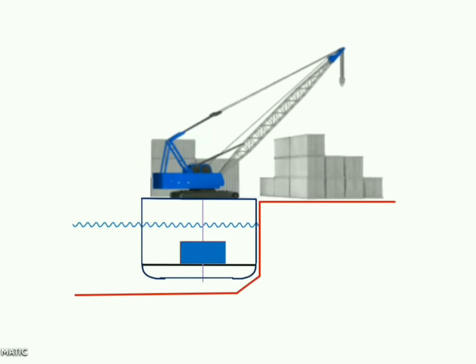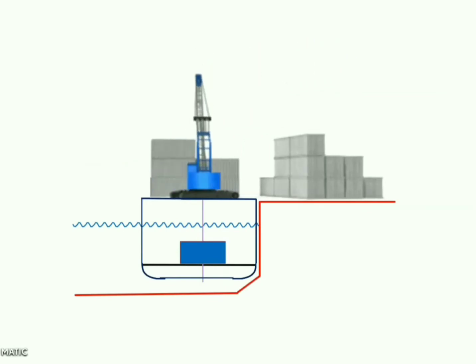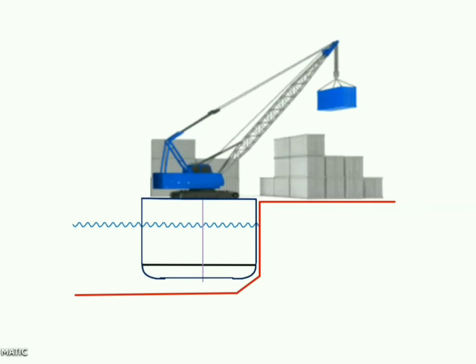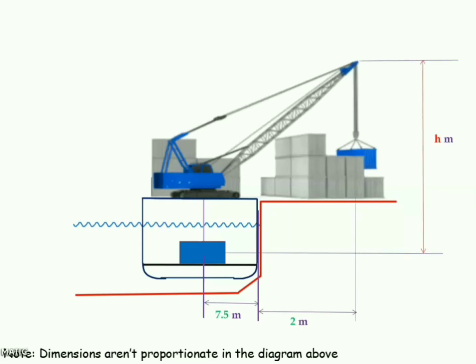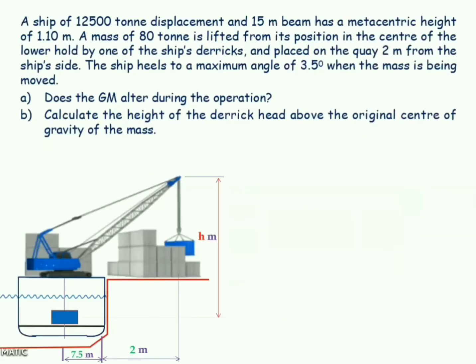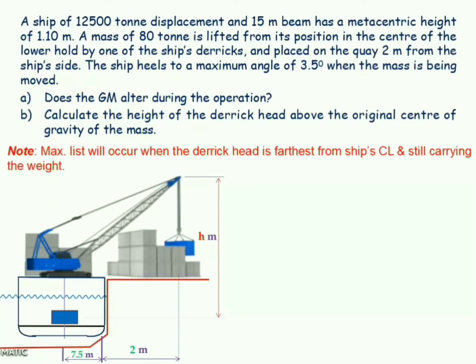Let me now show you through a diagram here. This is the onboard crane which is picking up the mass from the ship's center line, somewhere from the lower hold, and placing it on the quay. What you can well observe in this case is that the mass is being moved simultaneously along the vertical as well as transverse direction. Quite obviously, maximum list will occur when the derrick head is farthest from the ship's center line and is still carrying the weight.